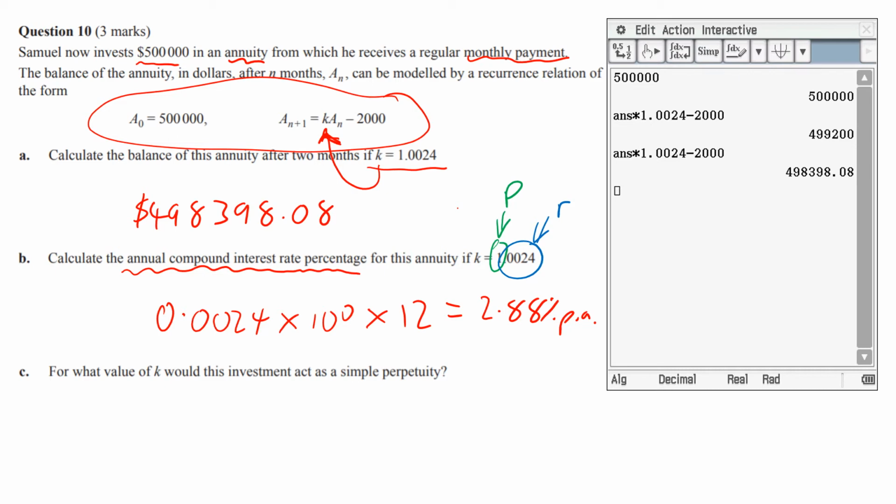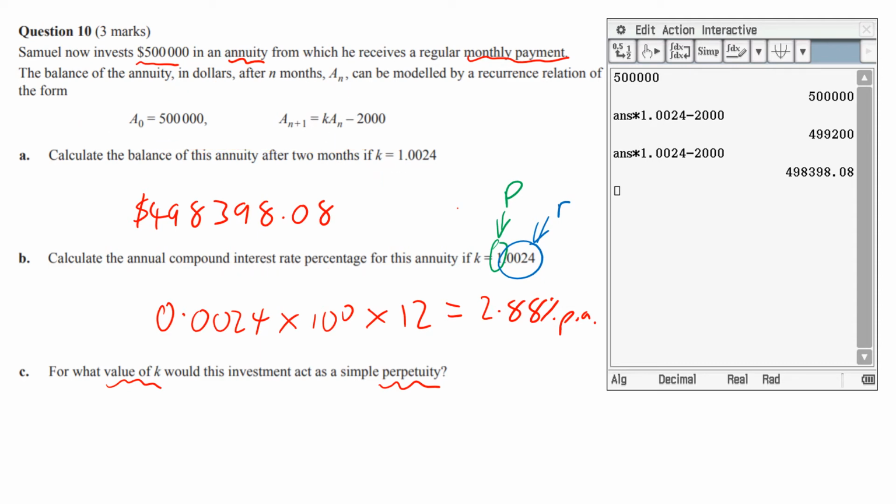All right, so then, fancy thing, for what value of K would this investment act as a simple perpetuity? Now, let's have a think about what perpetuity means. Basically, when you have a perpetuity, this number doesn't change, so it goes forever, which means whatever this is doing to increase, this is balancing it out with a decrease. So the two need to balance each other out.